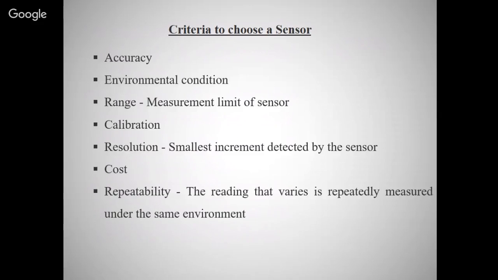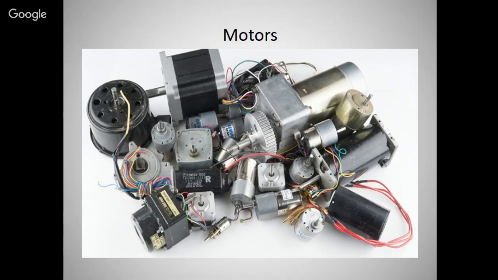These are the criteria of the sensors: accuracy, environmental conditions, range. What is the range of the sensor? Calibration should be good, because a sensor that is not calibrated will give error values. Resolution is also important, the smallest value it can measure. Cost is also important, it depends on where you want to apply it. Repeatability means it always repeats nearly the same values, not widely varying values. So these are the criteria of the sensors.